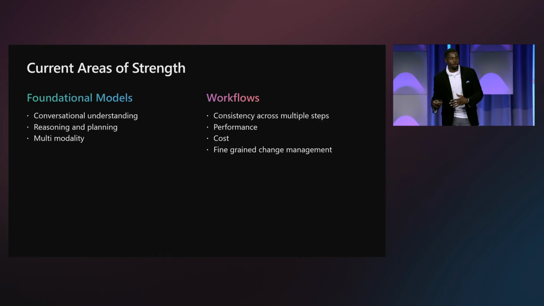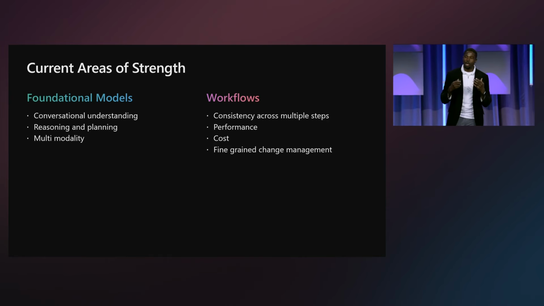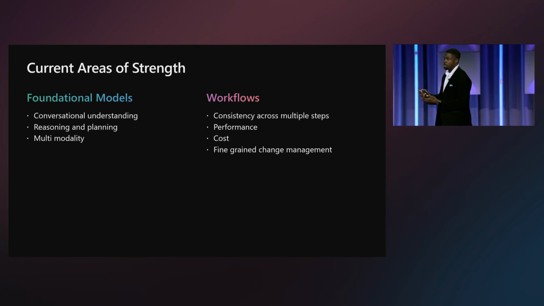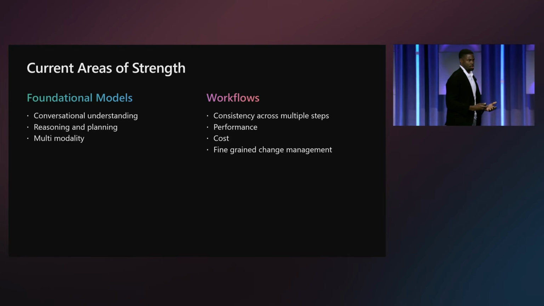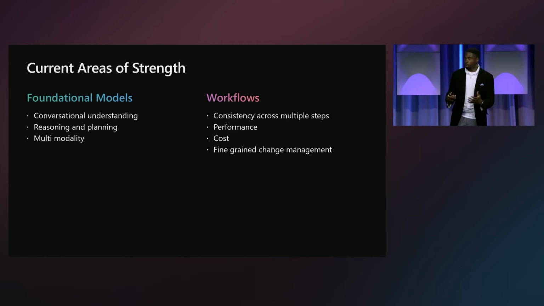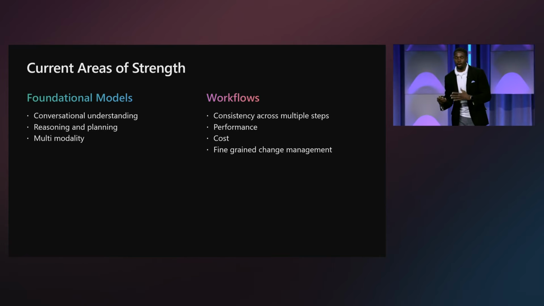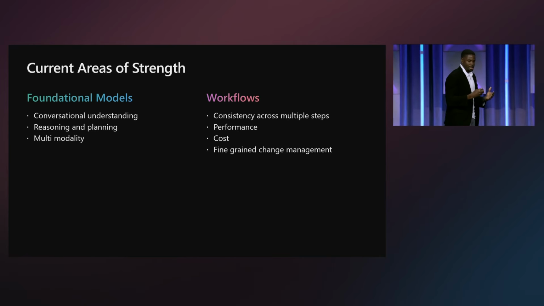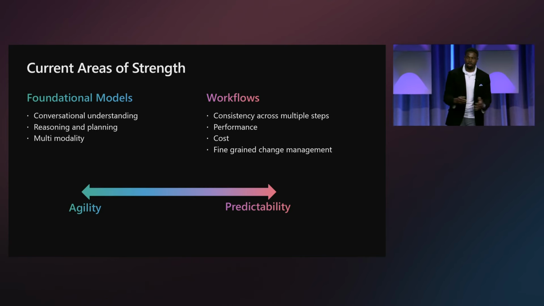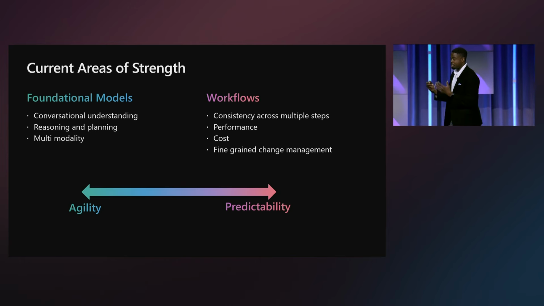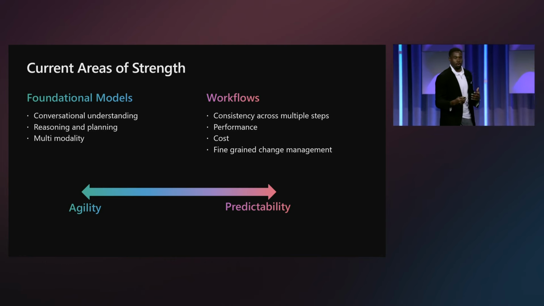But for workflows, sometimes you want consistency across multiple steps. You want to ensure that your business process or parts of your business process follow the same set of steps every single time they're executed, right? And with workflows, of course, you can also control the costs because you're not relying on large language models. And you can also get fine-grained change management. So like I said, it's a spectrum of agility to predictability. If you want agility and flexibility, lean more on the agent. And if you want predictability, lean more on the workflows.